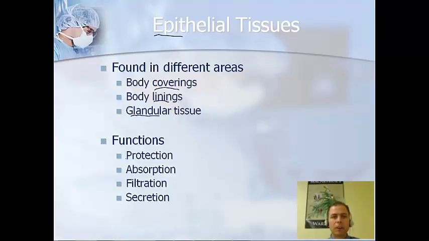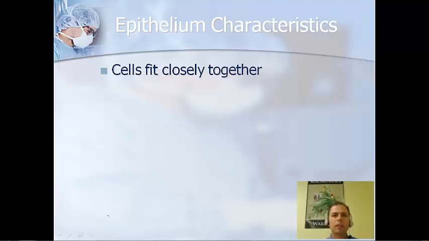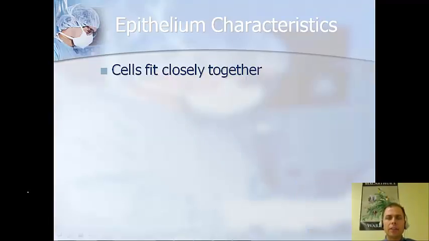So now let's try to link up our functions with the actual structures of epithelial tissue. And as we do that, let's start by considering key characteristics that distinguish epithelial tissue from the other tissue types, connective, muscle, and nervous. Let's begin with this. As you look at epithelial tissue, one of the things that should stand out is the fact that cells fit together like a puzzle. They abut one another.